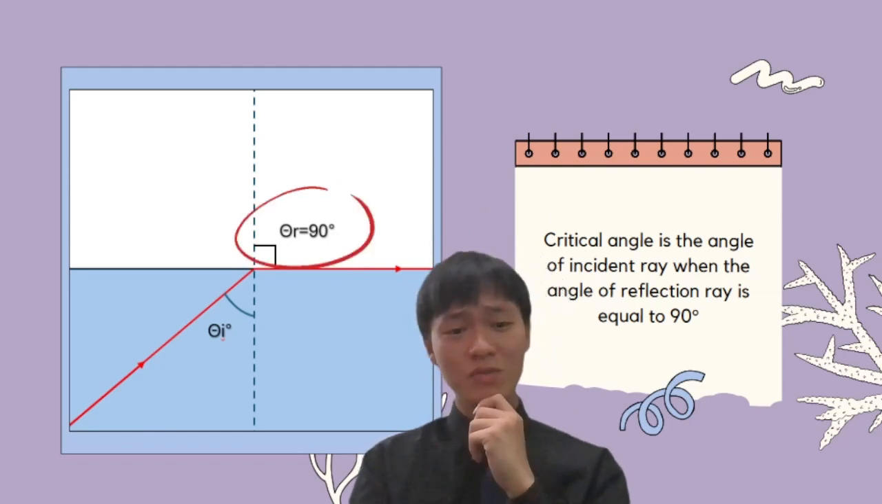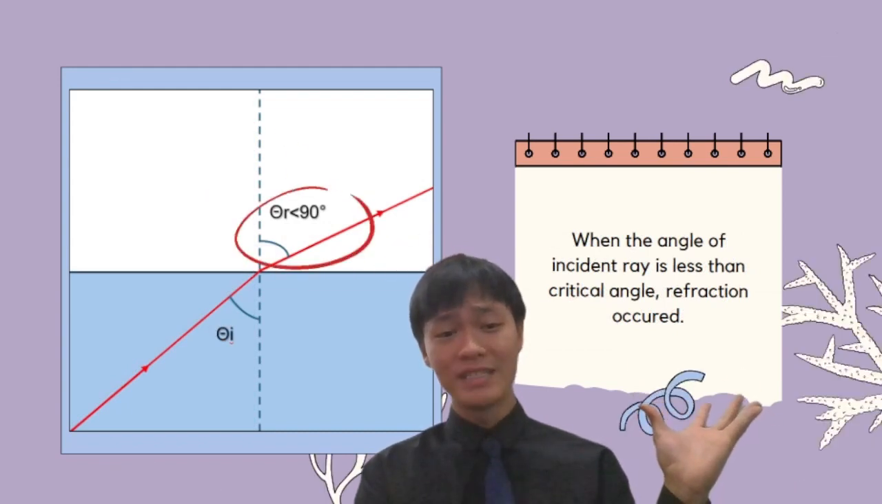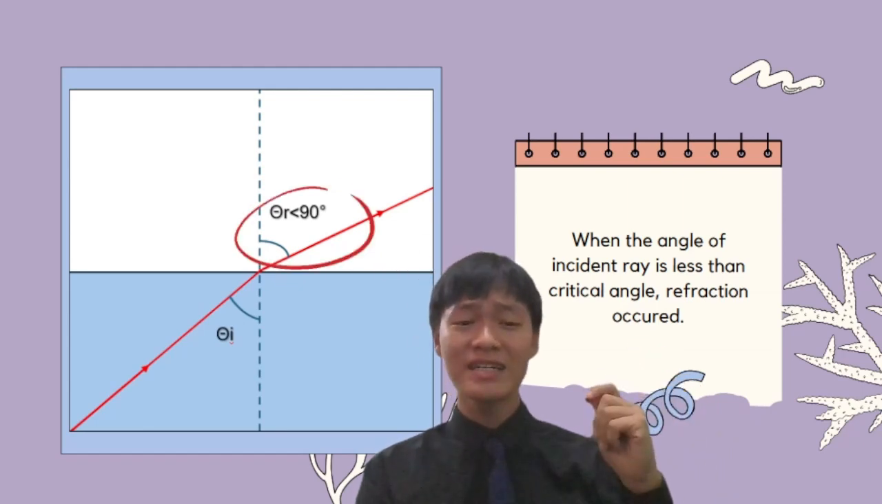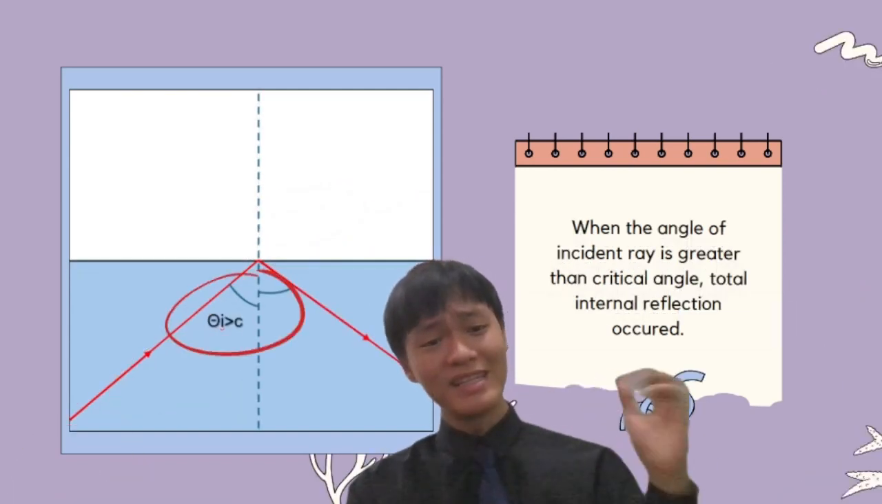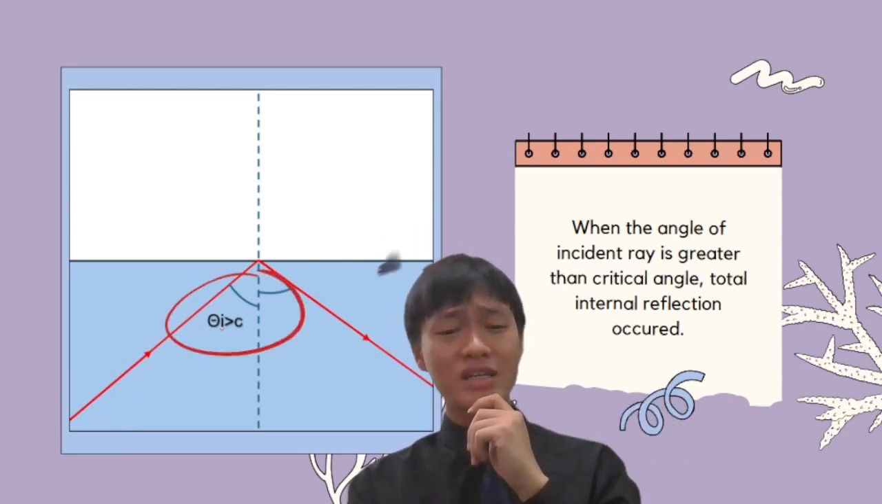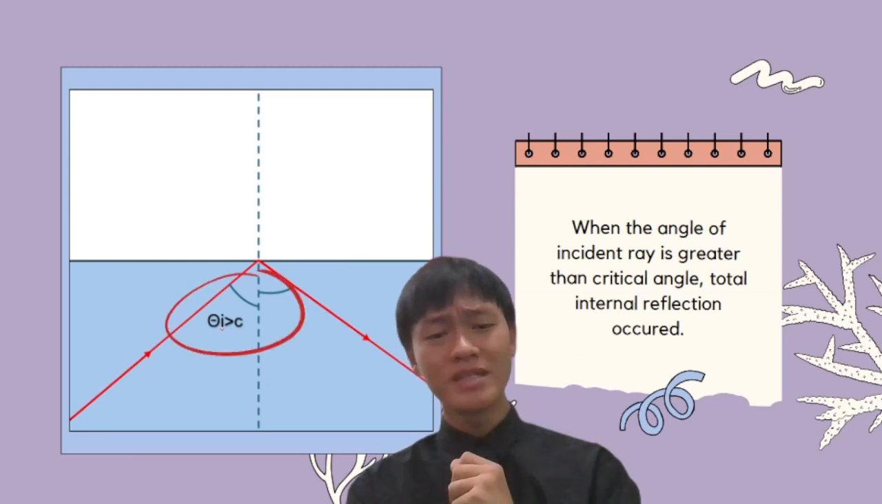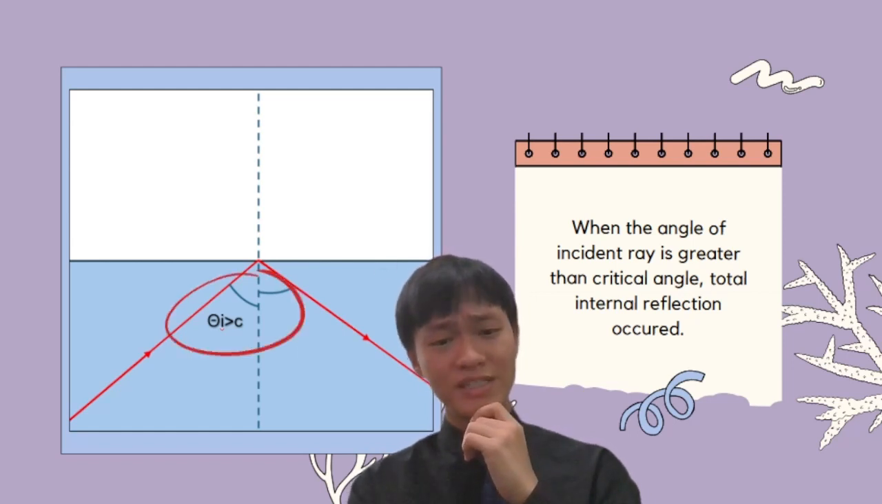Let's see some situations. By observing this situation, when the light ray travels from a denser medium to a less dense medium and the angle of incidence is less than the critical angle, refraction will occur. Now, in this situation, the angle of incidence is greater than the critical angle. And what we can observe is that total internal reflection does occur in the image. So, does this relate to our situation just now?